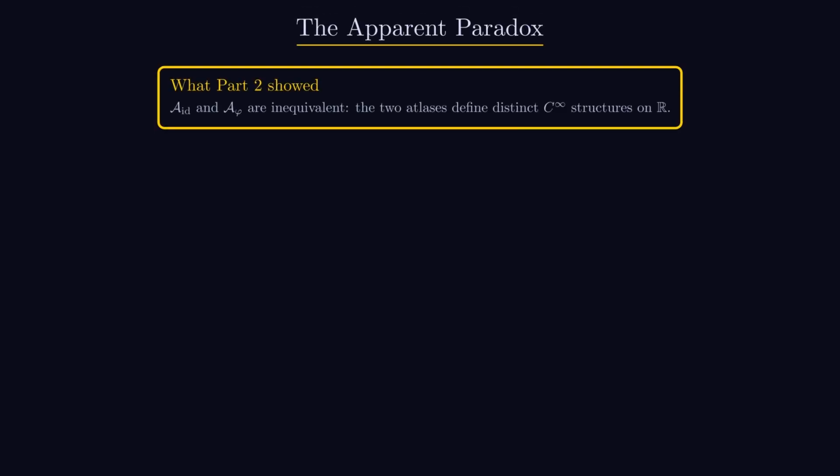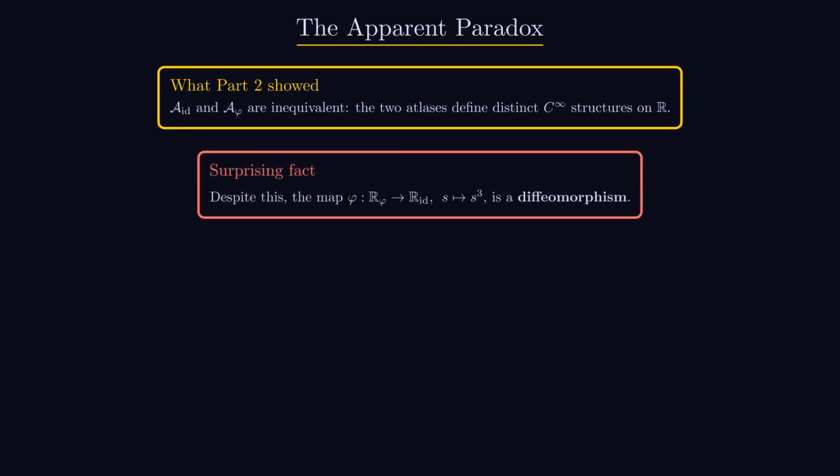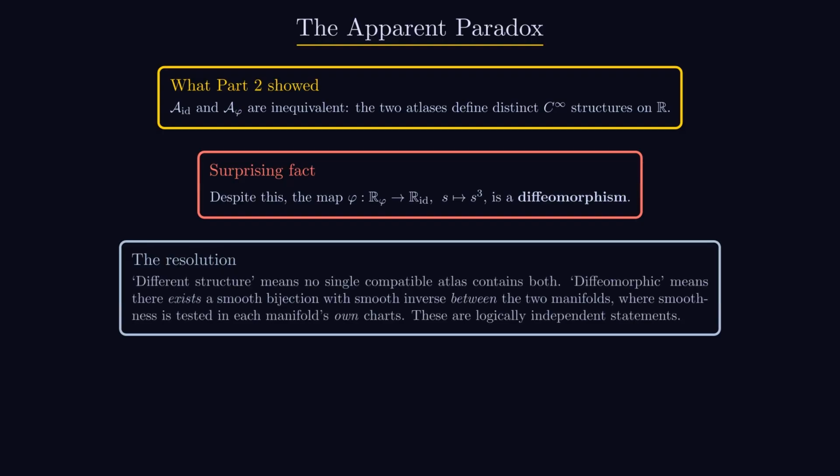Part 2 showed that A_id and A_phi are inequivalent. Their union fails to be a C infinity atlas. Yet the map phi from R_phi to R_ID, sending s to s cubed, turns out to be a diffeomorphism between the two smooth manifolds. The resolution to the apparent contradiction is that these are two logically independent statements.